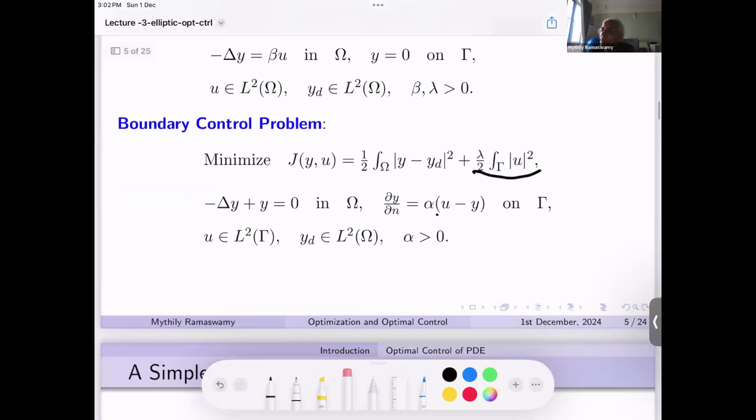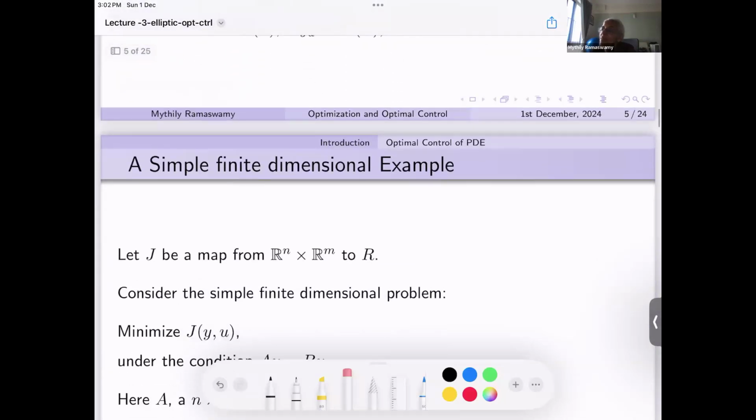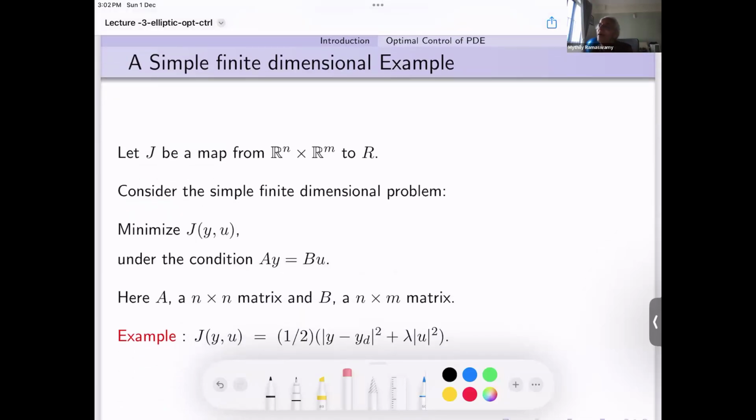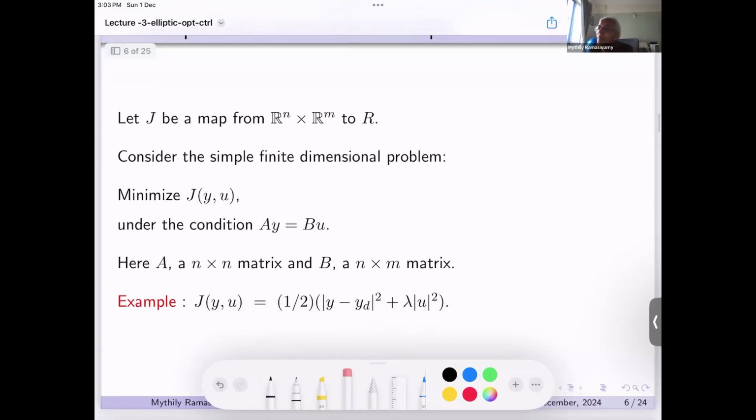So these are the sample problems. I wanted to explain first a finite dimensional example, and then this will set the stage. Whatever we are doing here, we will repeat the same thing in the infinite dimensional operators. So let us consider J to be a map from R^n cross R^m to R. Now, J is a function of y and u. y is coming from R^n, u, the control, is coming from R^m. Now, my equation is Ay = Bu. So A is a matrix, B is another matrix, u is the control vector, and y is the solution.